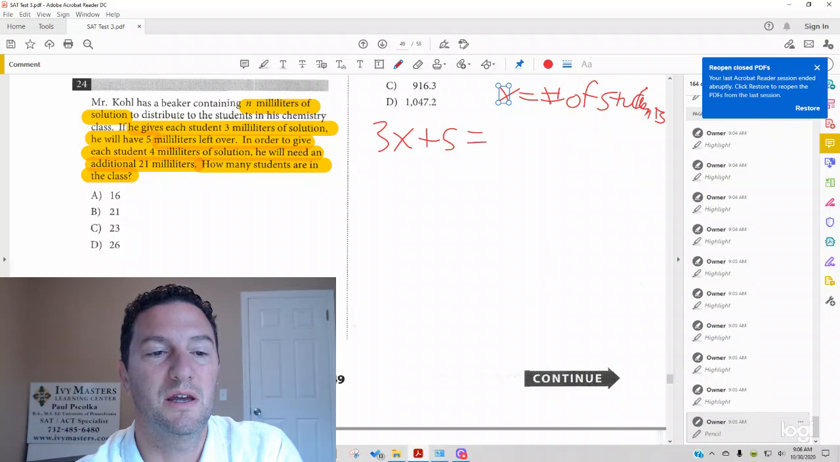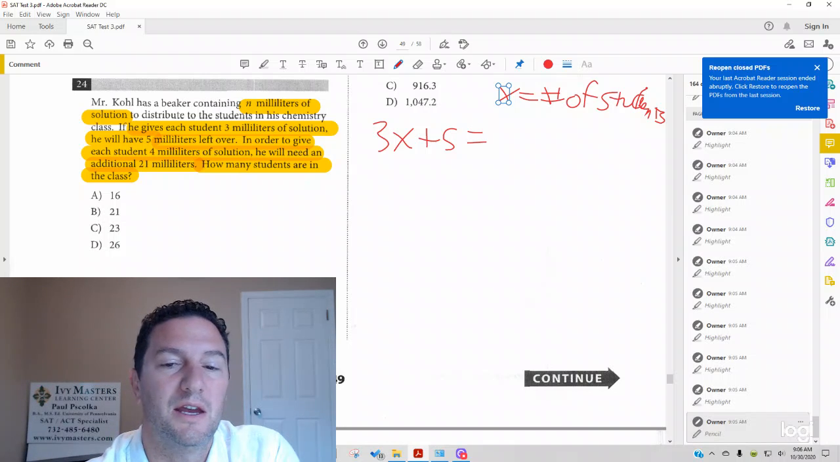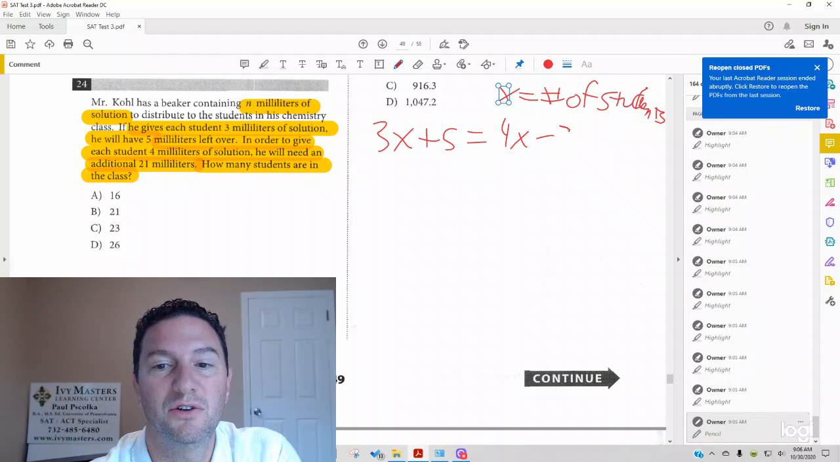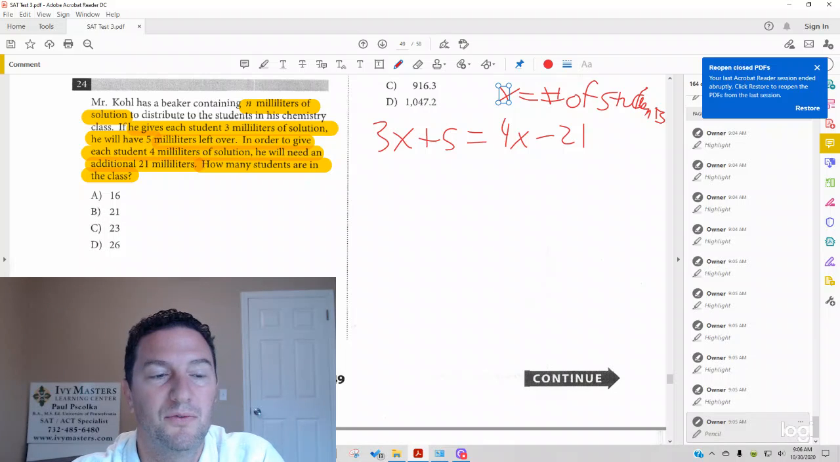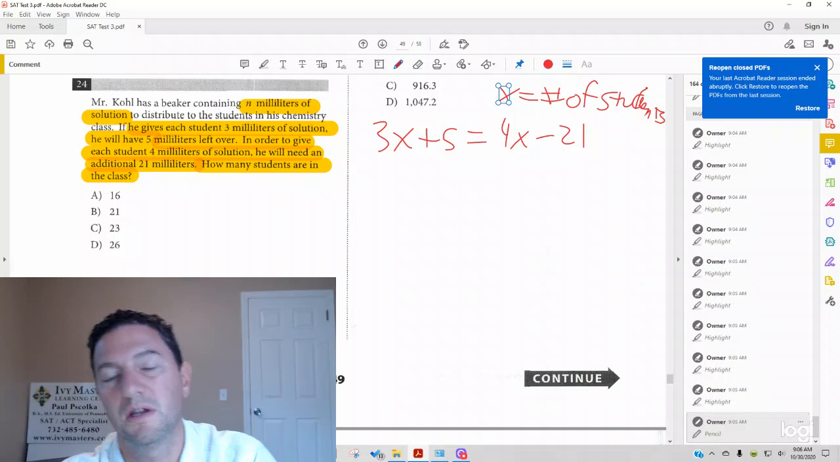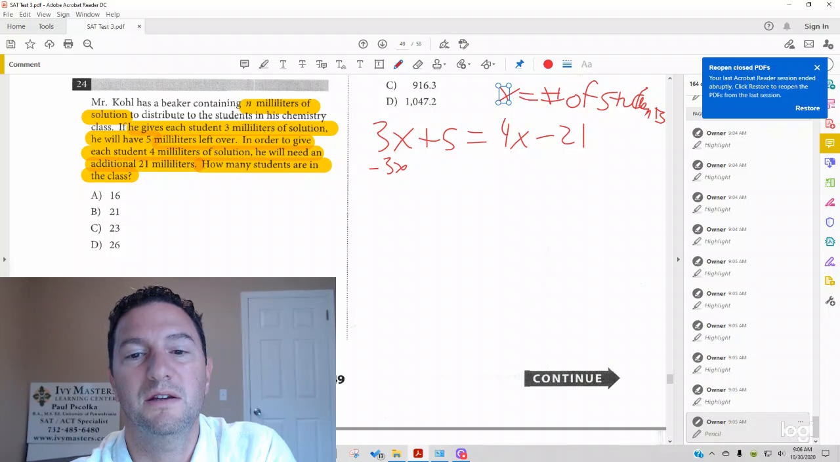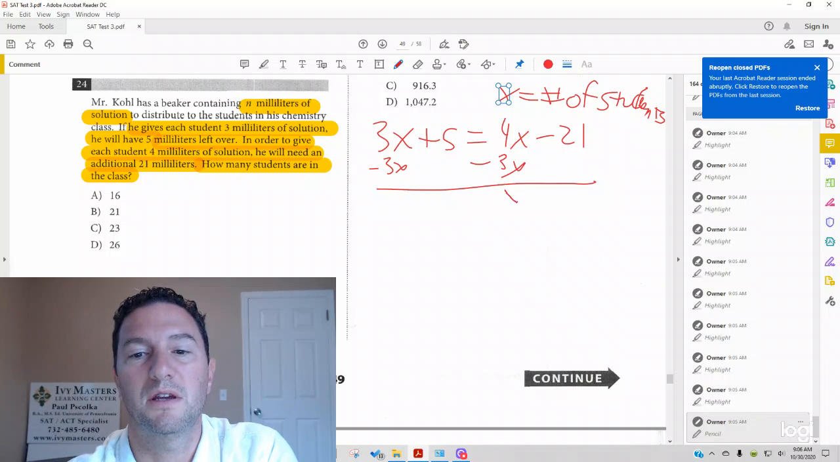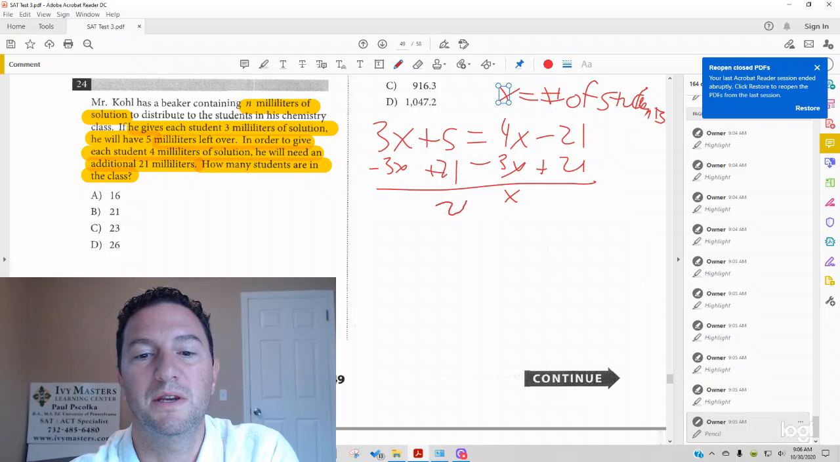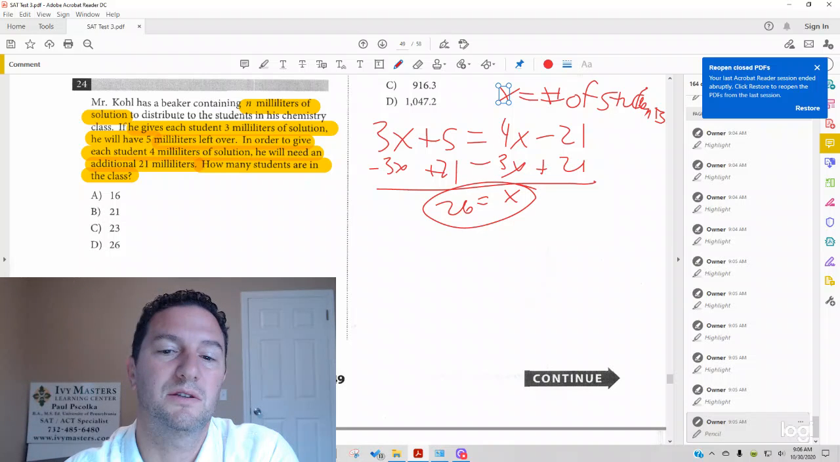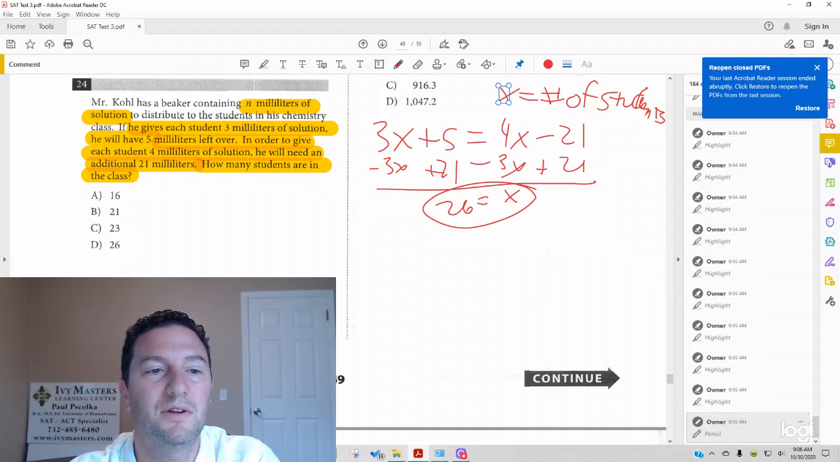And what's n also equal? It's going to equal 4x minus 21, since he's going to need an additional 21 milliliters if he gives each student 4 milliliters of solution. So that's where your 4x goes, and your minus 21. We want to keep our variables positive, so if we subtract 3x from both sides, we wind up with just x over here, and then add 21 to both sides, we wind up with 26 over here. So x is 26, and that's really how you would solve it.